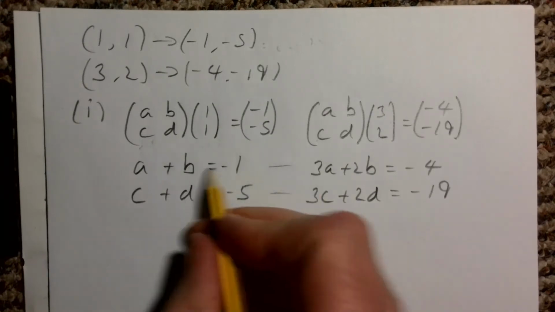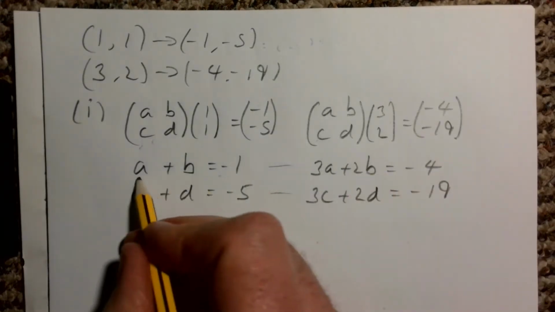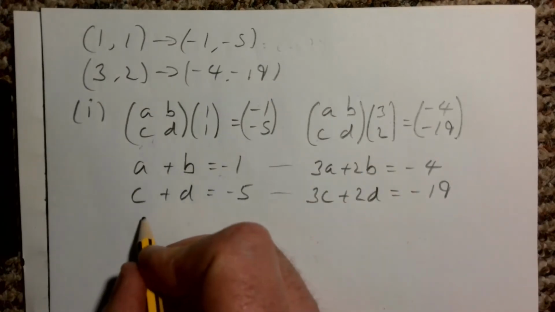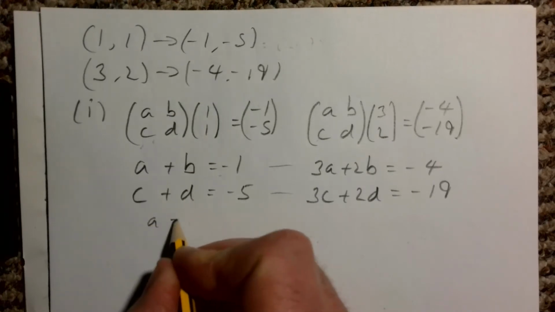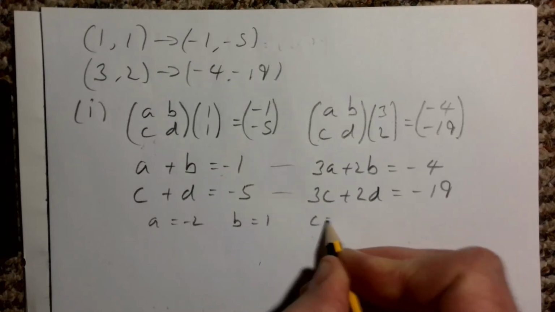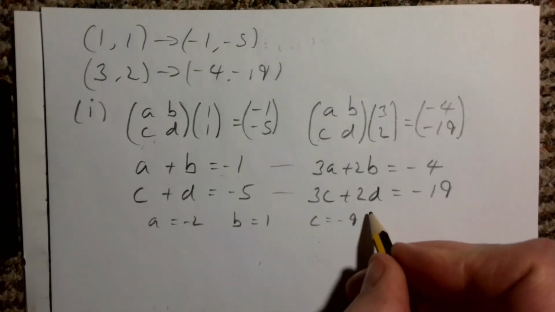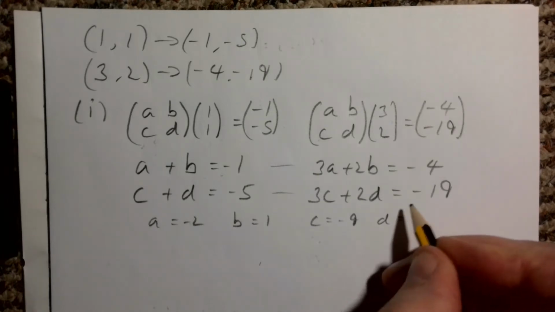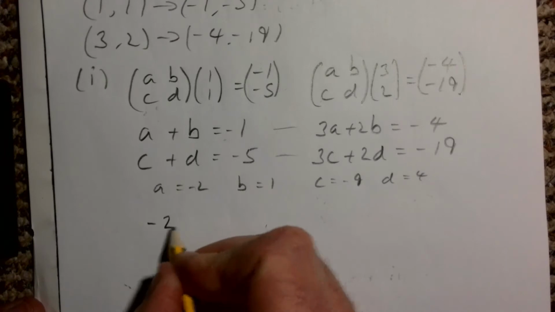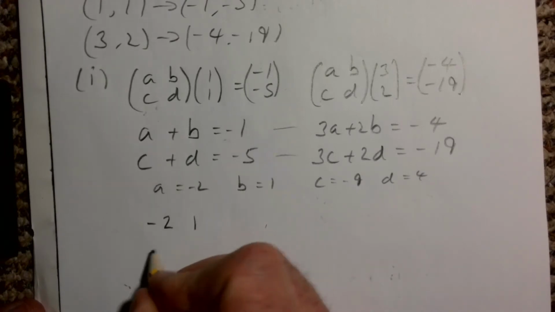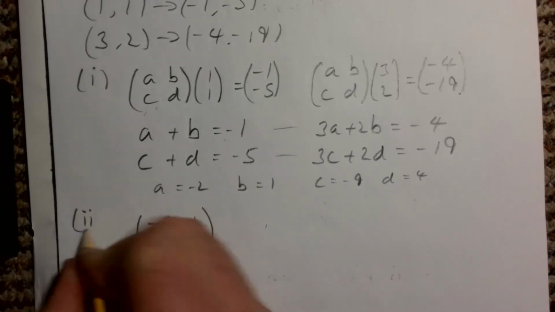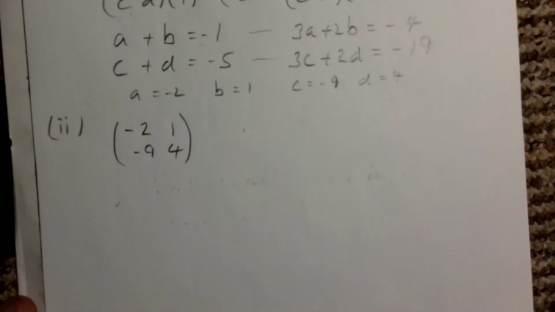If you take these two equations here and these two equations here, I'm going to go out on a limb and suggest that if you're doing AS further maths, you know how to solve two equations, two unknowns from year 10. The values that you get are A is -2, B is 1, C is -9, and D is 4. So the matrix that we require is (-2, 1; -9, 4). We need it for part 2, so I'll cheat a little bit and write that there.